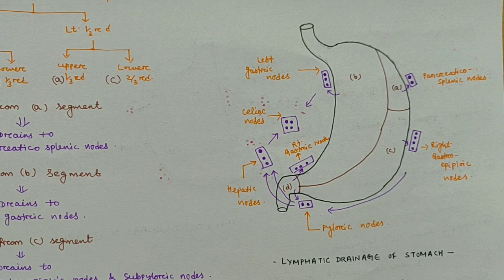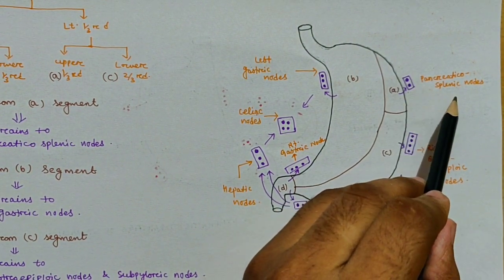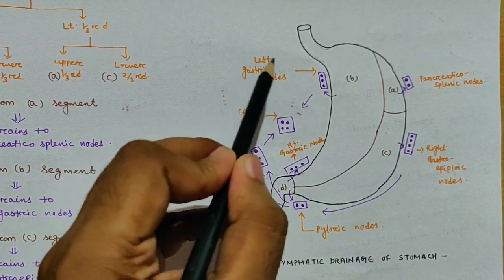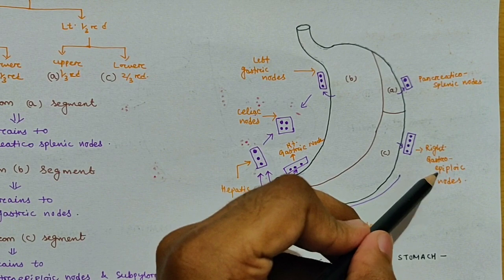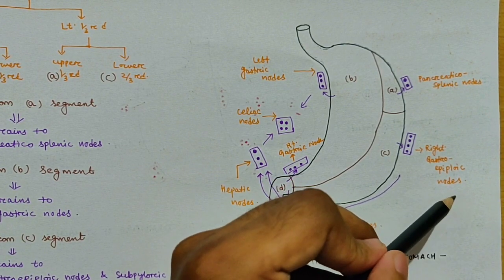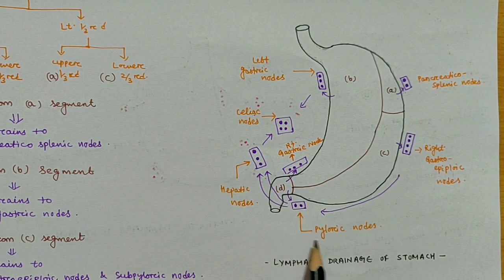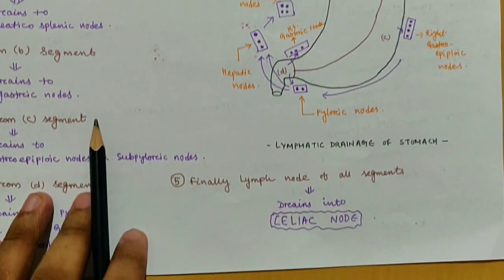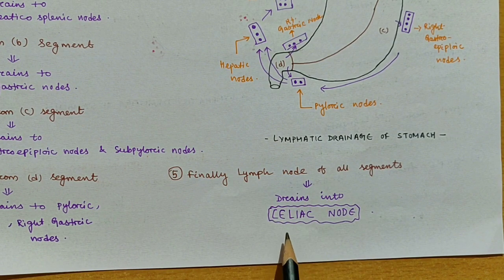Now we will see how lymph from various segments drains to various lymph nodes. Lymph from the A segment drains to the pancreaticosplenic nodes. Lymph from the B segment drains to the left gastric nodes, and lymph from the C segment drains to the right gastroepiploic nodes and the subpyloric nodes, and the D segment drains to the pyloric node, right gastric node, and the hepatic nodes, and finally lymph from all segments drains to the celiac node.